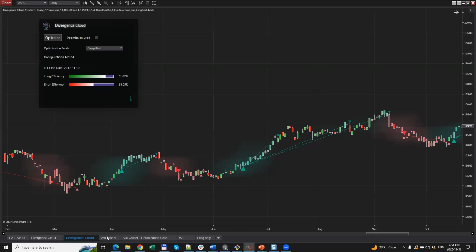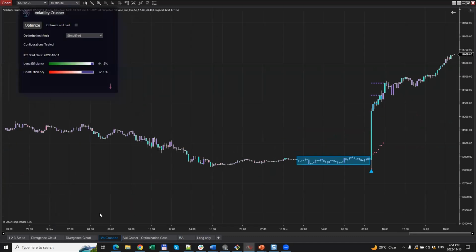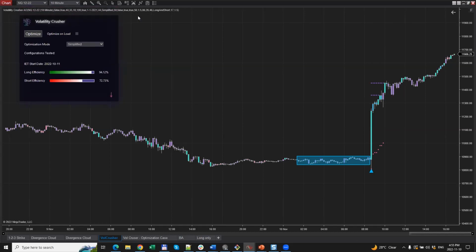One more indicator, which is called volatility crusher. That's actually my personal favorite indicator of all of them, because it's quite selective, but it gives you very high statistics in terms of success rate, which is our breakout indicator. Here applied to the NASDAQ E-mini futures on the 10-minute time frame. And this is the indicator applied just out of the box. I didn't change any of the parameters.